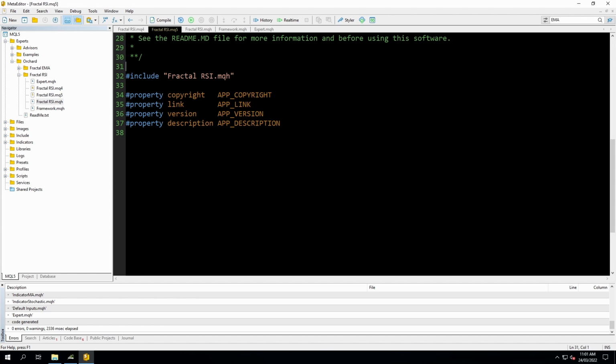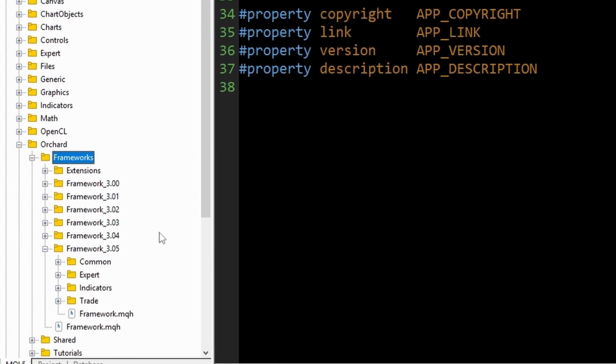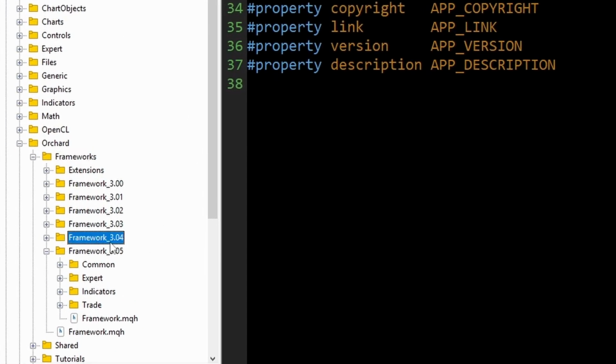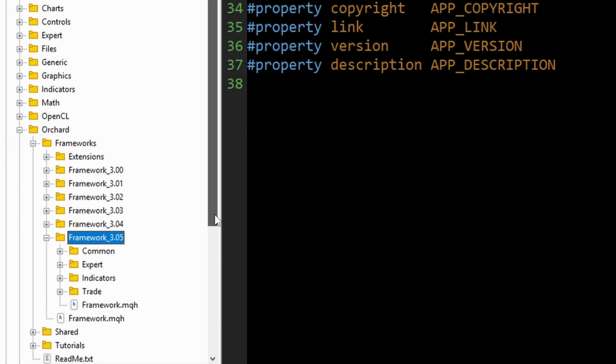But now what I want to do is use the RSI instead of the 2 exponential moving averages. And to do that, I need to make a change to the framework, and I'm going to make that change by actually creating a new version of the framework, and then I'll add the RSI indicator to that. Now to update the framework, I was up to framework 3.04. Now this is framework 3.05. I've started by simply copying the framework 3.04 folder into this framework 3.05.